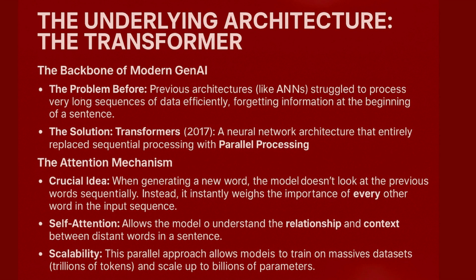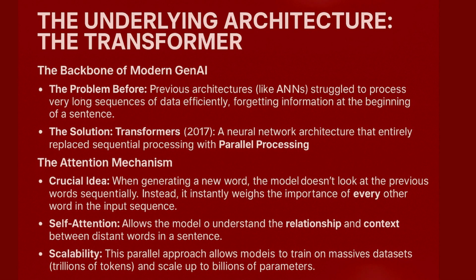This slide, titled The Underlying Architecture, the Transformer, explains the core innovation that powered the generative AI revolution, the essential backbone of modern Gen AI. Before it, previous neural network architectures like recurrent neural networks struggled with processing very long sequences of text efficiently, often forgetting information from the start of a sentence as they reach the end. The solution was a radical shift from sequential processing to parallel processing. This was achieved through the attention mechanism, the architecture's crucial idea.